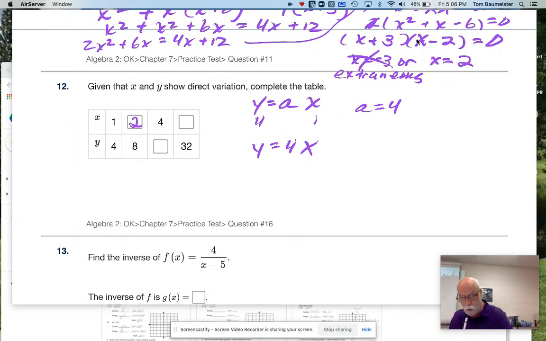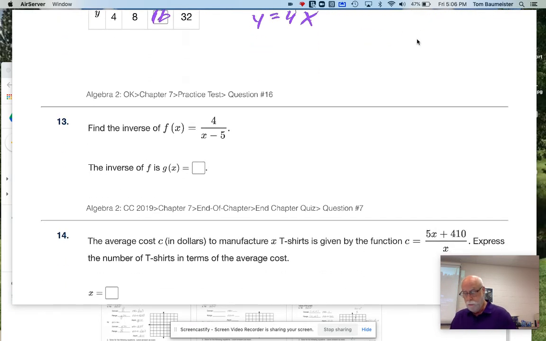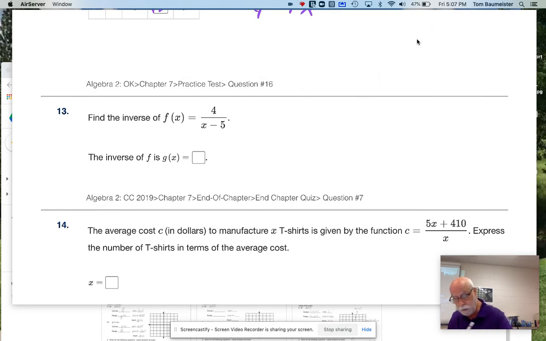Then for y equals 16, x is 4. So 4 times 4, that's going to be 16. And then I'm going to have 32 is equal to 4 times x. I'm going to divide by 4. That'll give me that x is equal to 8. Number 13, remember, when we have ones like this, and I even hinted on our notes that the first thing you do is you're going to switch your x and your y. So remember, f of x is just a fancy way of writing y. All right, so now you're going to switch x and y.